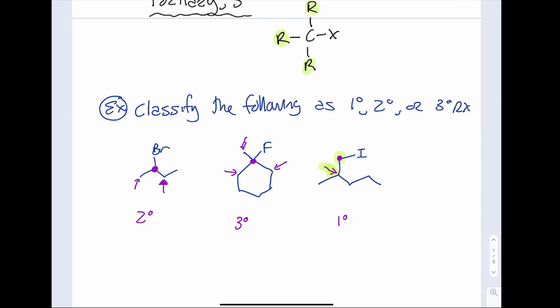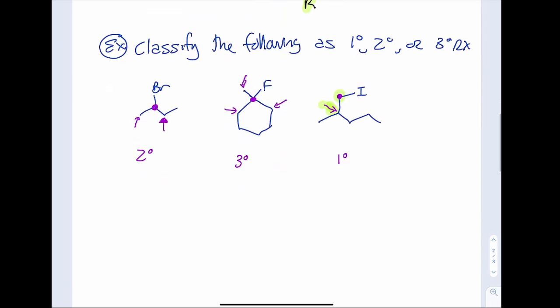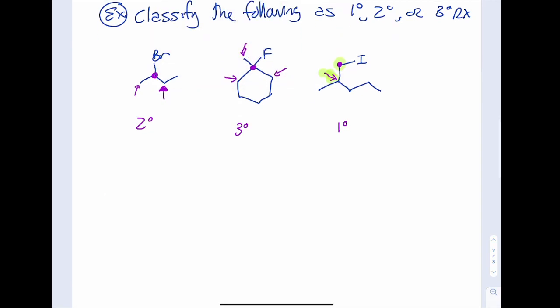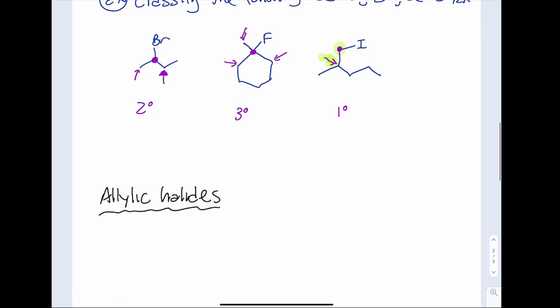Other types of halides that you could see are allylic, so an allylic halide. These ones are going to have a multiple bond adjacent to the carbon that the halogen is attached to. So I have my halogen attached to this carbon, and then one carbon over, I have a multiple bond. So this would be considered allylic.